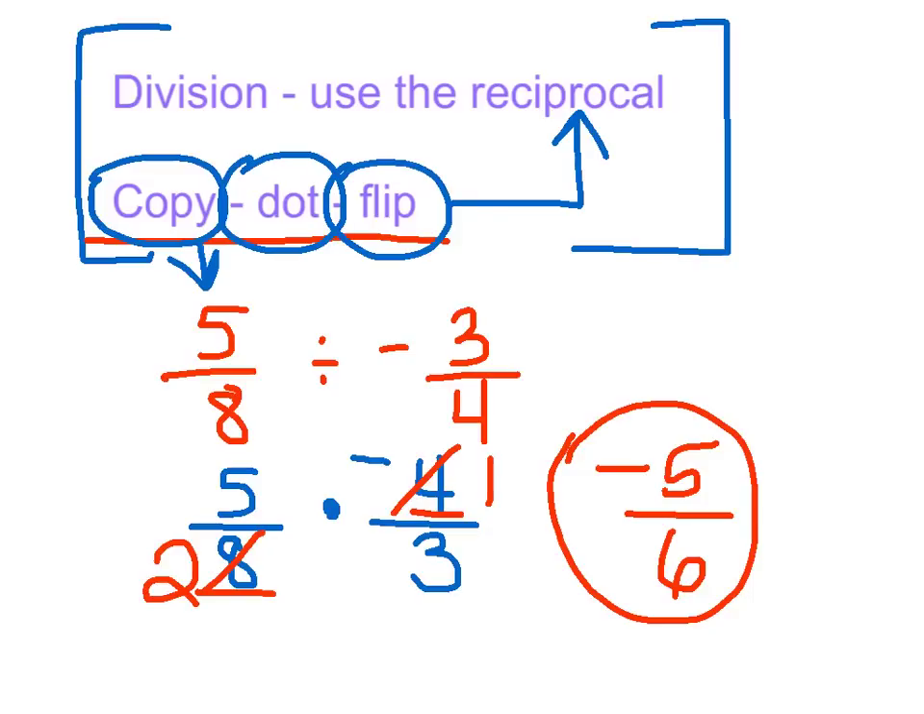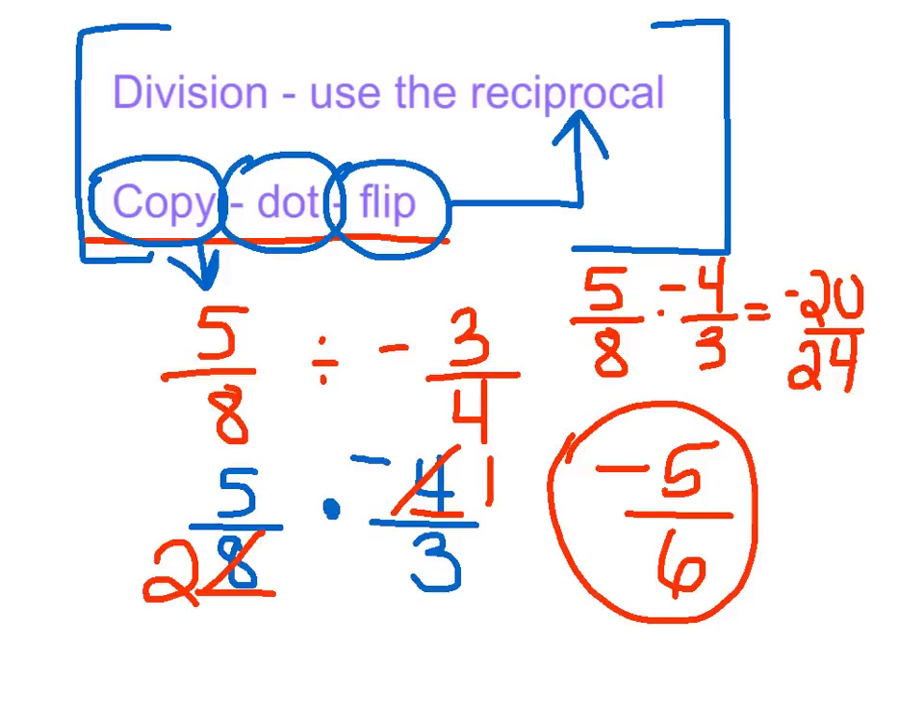Now let's say we didn't cancel before we multiplied. Say that we had 5/8 times negative 4/3. What would we have gotten? Well, a negative, of course, because a positive times a negative is a negative. And 5 times 4 is 20. 8 times 3 is 24.